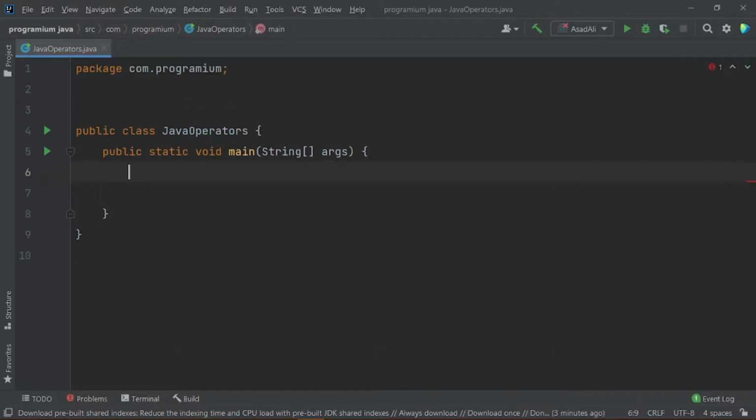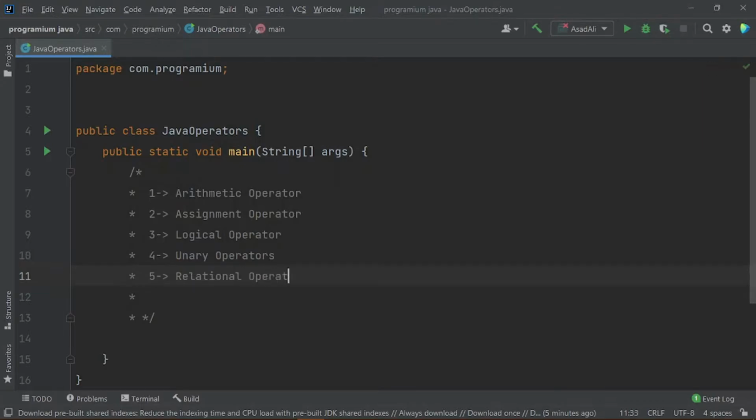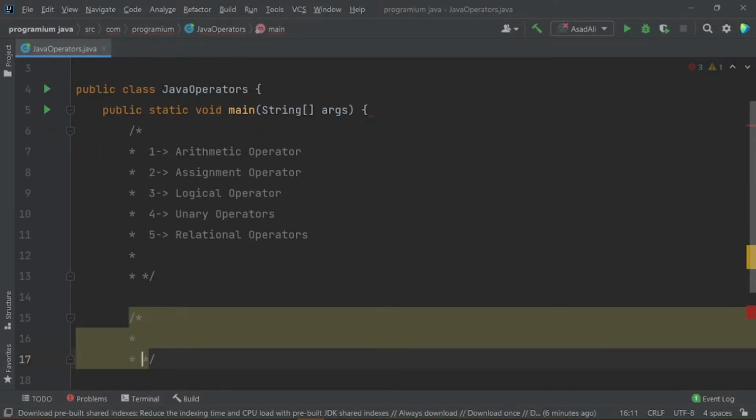So what are operators? For understanding what operators are, let me put a comment here. There are many kinds of operators. One is the very famous arithmetic operator. Second is the assignment operator. Third one is the logical operator. Fourth one is unary operators. Fifth one is relational operators. Okay, let me write the definition of the operator.